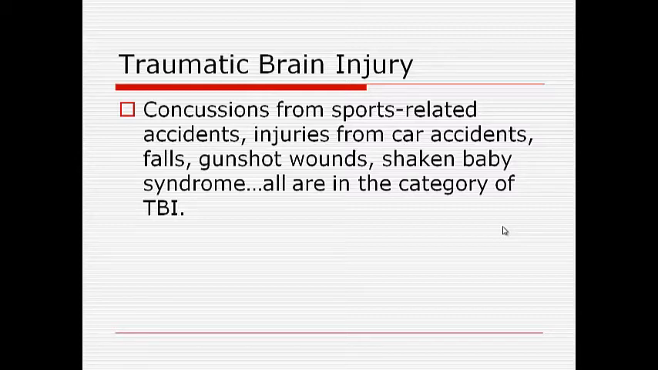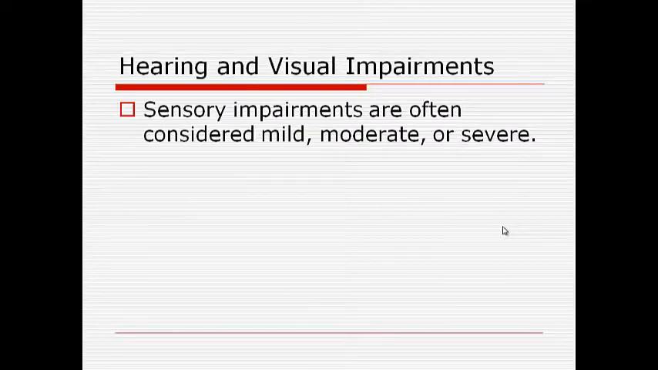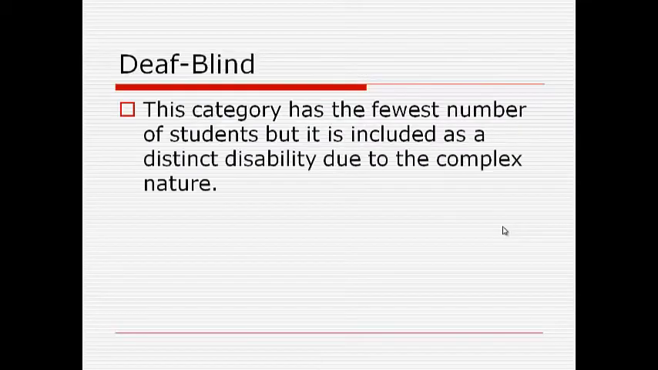Traumatic brain injury is any type of sports-related closed or open head injury from a blow to the head, whether it's a car accident, gunshot wound, or shaken baby syndrome. All of those would fall in traumatic brain injury. Hearing and visual impairments, those are considered mild, moderate, or severe, but regardless, they affect a child's learning ability. Deaf-blind is a category all by itself, even though it has the fewest number of students, but it's one of the most complex because of the nature of the disability.